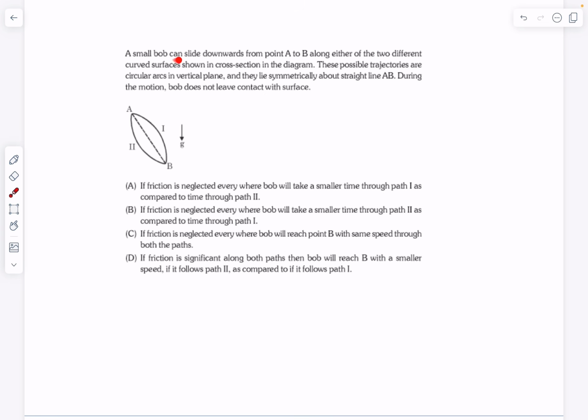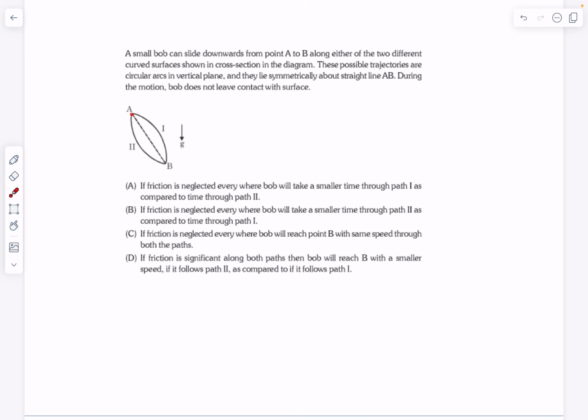So we have a small bob that can slide downwards from point A to B along either of the two different curved surfaces as shown in the figure. These possible trajectories are circular arcs in a vertical plane. They lie symmetrically about this line AB. During the motion, the bob does not leave contact with the surface. Okay, so these are the two possible trajectories that they're talking about.